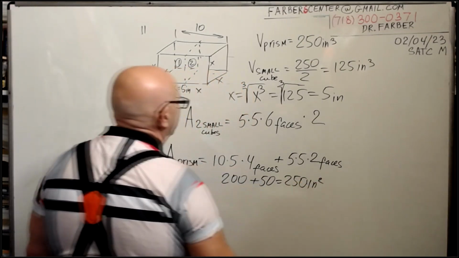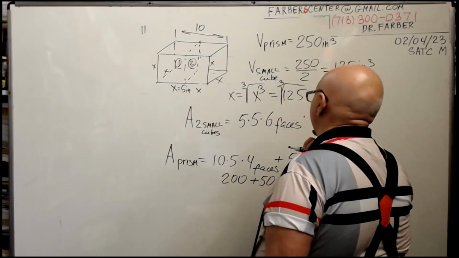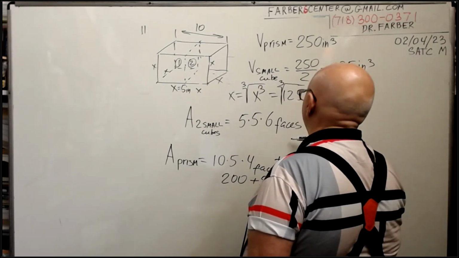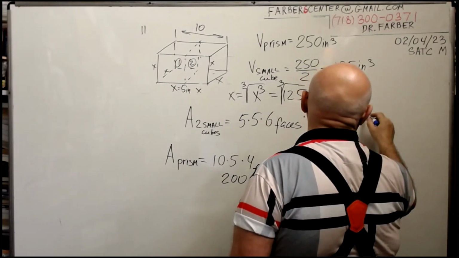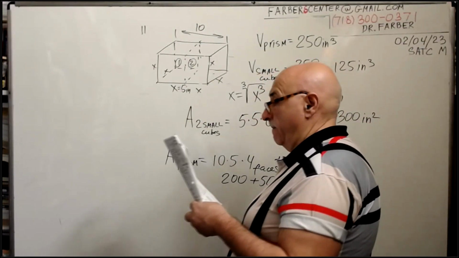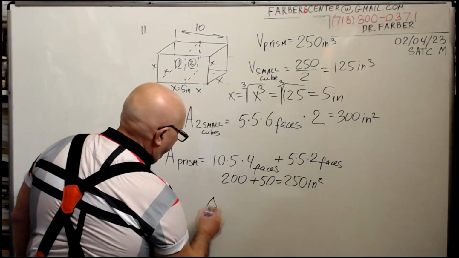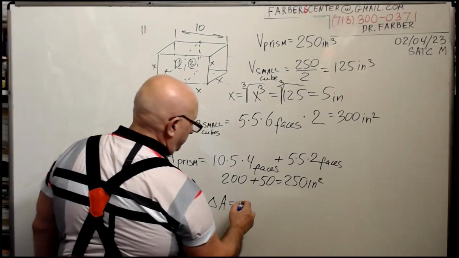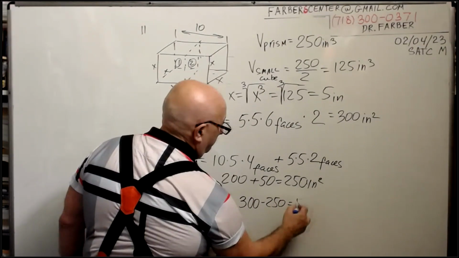What about this one? 5 times 6, 30. 30 times 2, 60. 60 times 5, 300. And the question is, how much bigger? Easy, delta A equals 300 minus 250 equals 50.